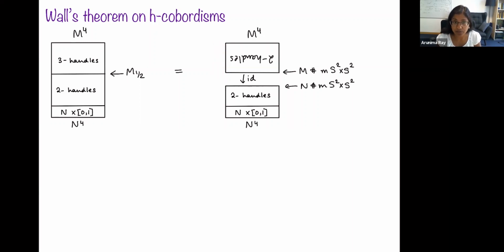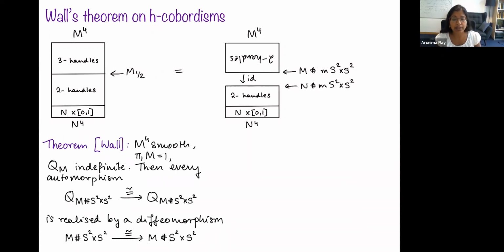So now I have these two pieces. This first piece comes from N cross interval by adding two handles, and the second piece comes from M cross interval by adding two handles. And so the argument from the previous slide should tell you that this middle piece, I can depict in two different ways. It's either the connected sum of M with some number of S2 cross S2s, or it's the connected sum of N with some number of S2 cross S2s. All right, so right now this thing I had on the left is not necessarily an H-cobordism, but remember my plan is to somehow improve this to an H-cobordism.